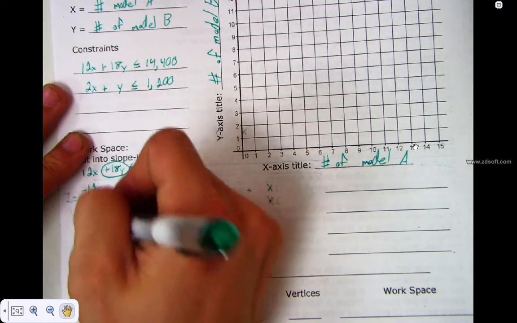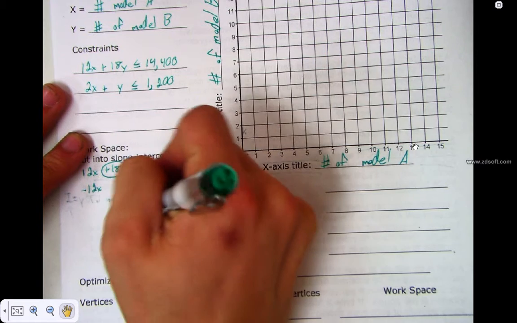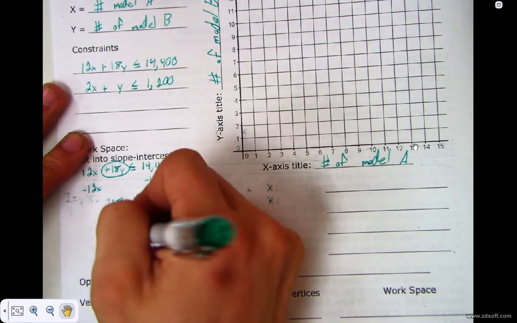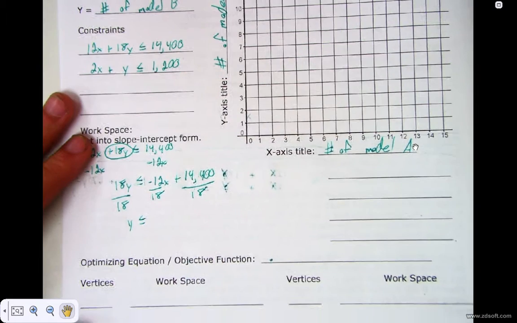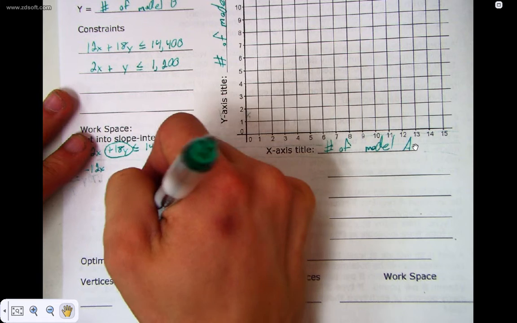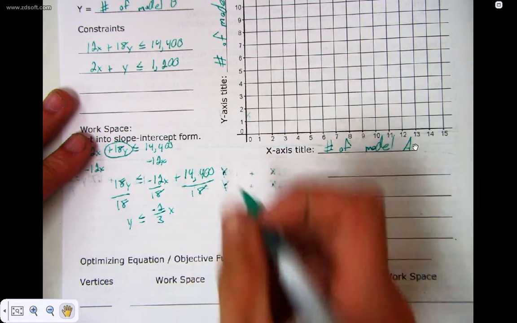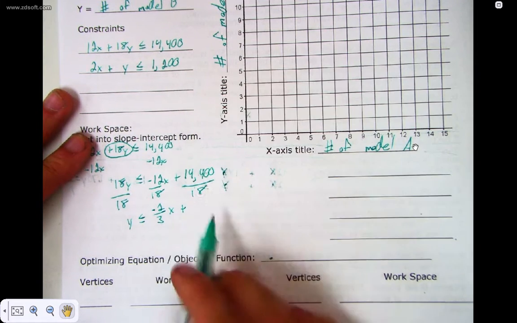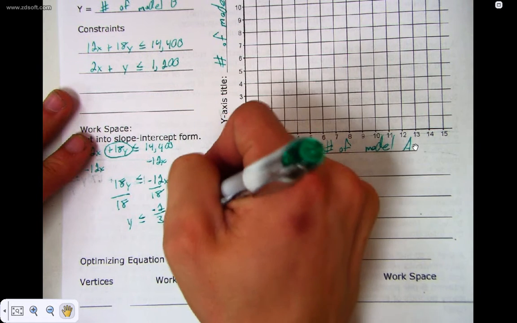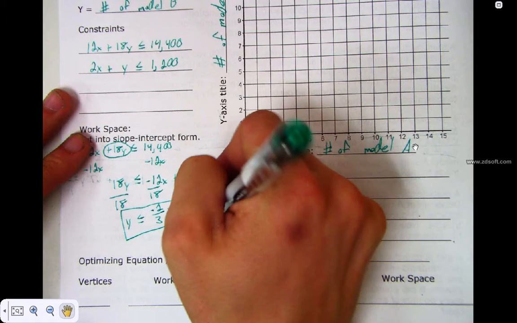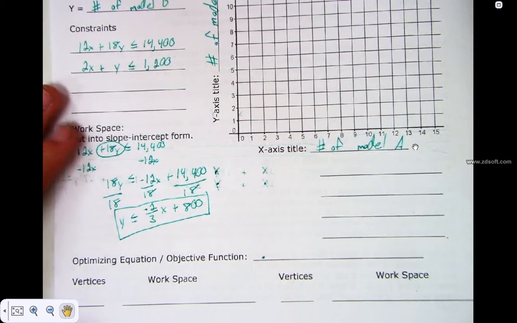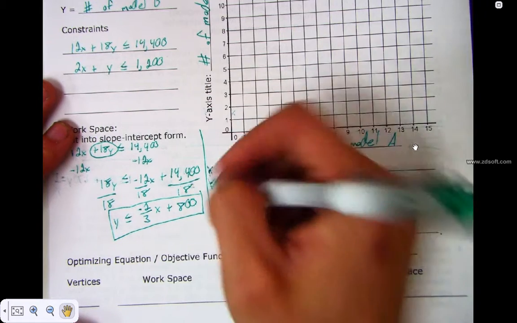Now I'm going to divide by 18. So I should have y is less than or equal to negative 12 divided by 18. Well, that's negative 2/3 if you wanted to reduce that fraction. Plus 14,400 divided by 18 is 800. There's one inequality that's ready to graph. That's one constraint. And then let's go ahead and do my other one right here on this side.